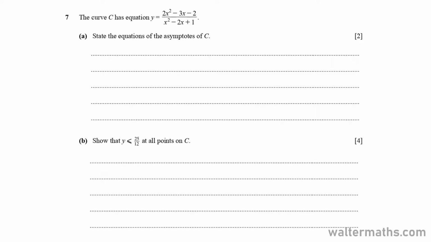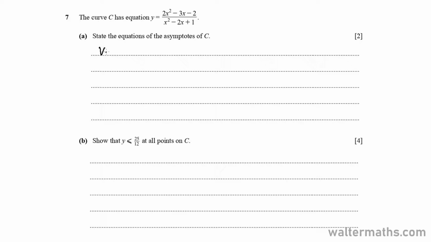Question number 7. The curve C has the equation y is equal to 2x squared minus 3x minus 2 over x squared minus 2x plus 1. On A, state the equations of the asymptotes of C.